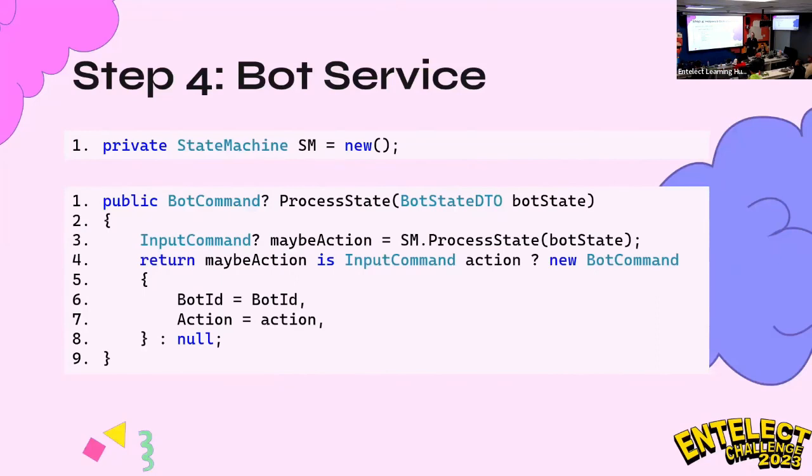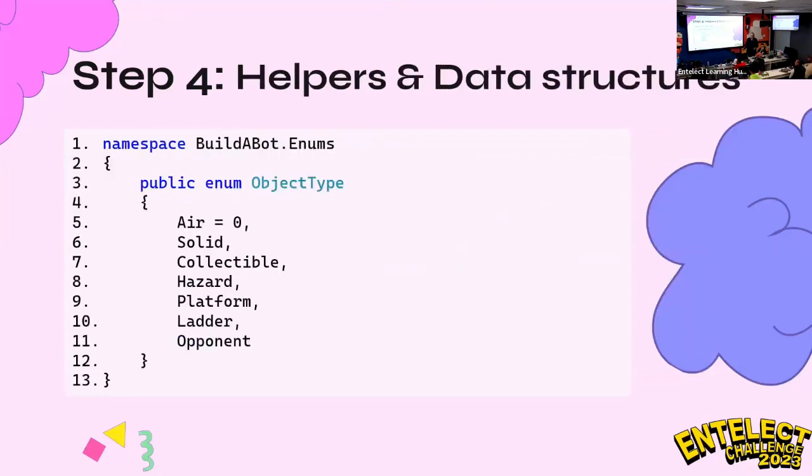Next, we have a couple of helpers. This is that object type enum I mentioned earlier. You can find it's basically exactly the same in the source code for the engine. The values are quite important. So we just need to make sure that it matches up with that. Otherwise, you'll think you're on a platform when you're on a hazard.